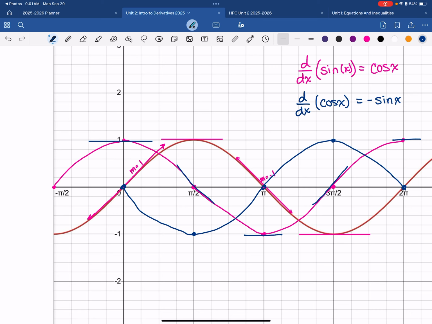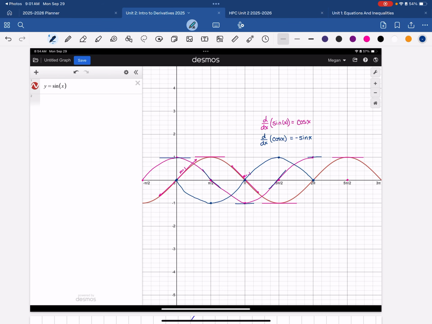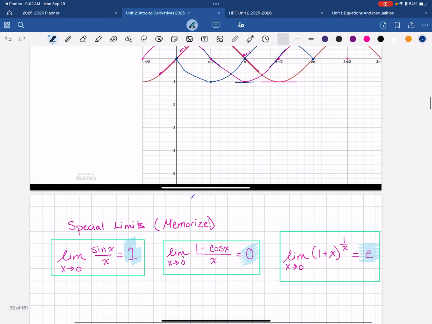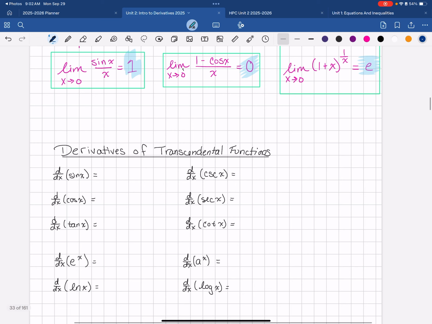Let's go ahead and write those on our sheet. At the beginning of the year, I told you to have a page in your notebook, towards the back, that you could access at any time. So go back and find that, and pause the video until you find it. Right now, the only thing you have on there are special limits to memorize, written at the top. We're now going to add 2 more derivatives, the derivative of sine x and the derivative of cosine x. So like we just saw, the derivative of sine x is cosine of x, and the derivative of cosine of x is a negative sine of x.